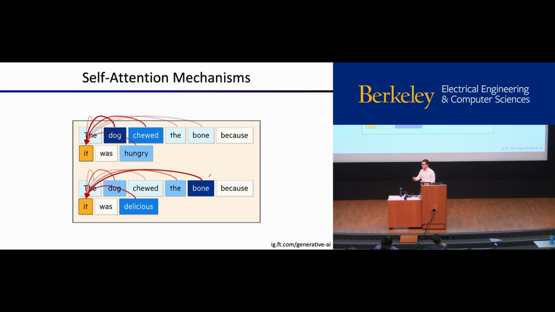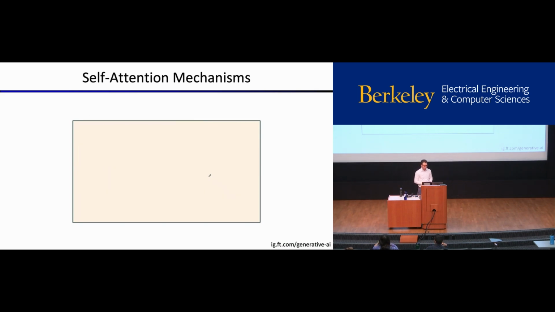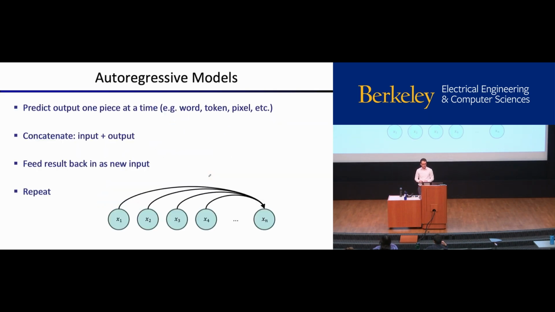Other questions? I have a question about the autoregressive model. Is it somewhat similar to RNNs? It is similar to RNNs. I can't remember if we covered those in this class. It was in the project, right?